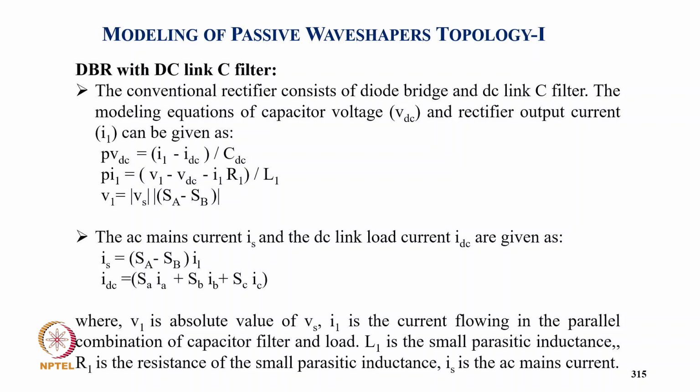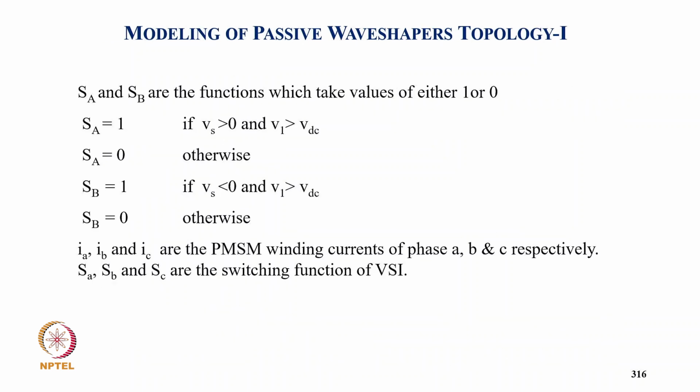The multiplication of capacitor voltage and rectifier can be given as pVDC equal to I1 minus IDC upon C, and pI1 equal to V1 minus VDC minus I1 R1 upon L1, and V1 equal to absolute VS, in bracket SA minus SB. The AC mains current IS and DC link current are calculated: IS equal to SA minus SB into I1, and IDC equal to, in bracket, SA IA plus SB IB plus SC IC, where V1 is the absolute value of VS. I1 is the current flowing into the parallel combination of capacitor filter and load, L1 is the small parasitic inductance, R1 is the resistance of the small parasitic inductance, and IS is the AC mains current.